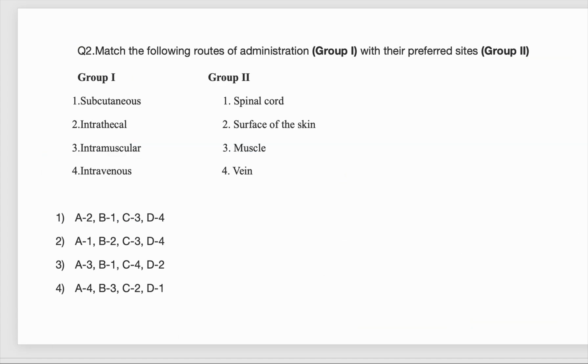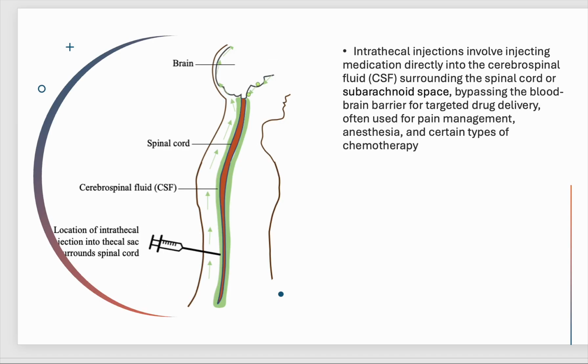The second option was intrathecal. Intrathecal injections are given into the CSF, cerebrospinal fluid. This involves giving the injection directly into the CSF surrounding the spinal cord, or the subarachnoid space, bypassing the blood-brain barrier. We've talked about the blood-brain barrier thoroughly in our last class, so I'm not going to repeat it here. This bypasses the blood-brain barrier for targeted drug delivery, often used for pain management, anesthesia, and certain types of chemotherapy.